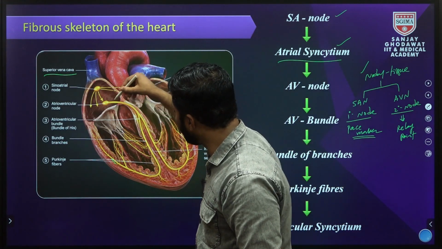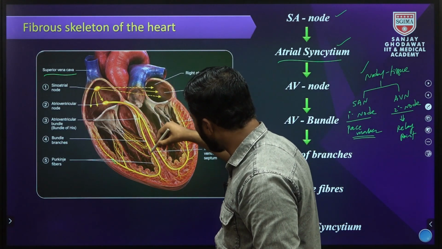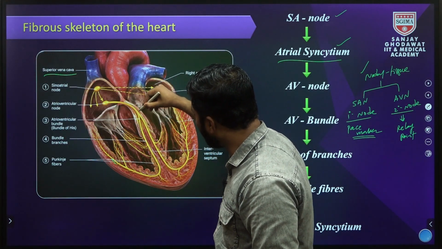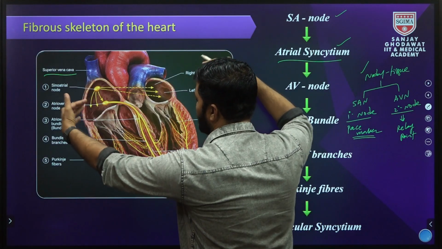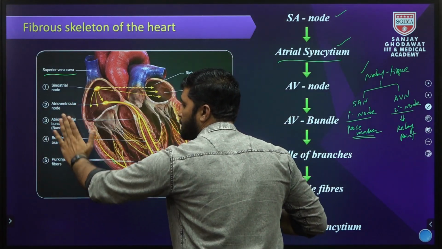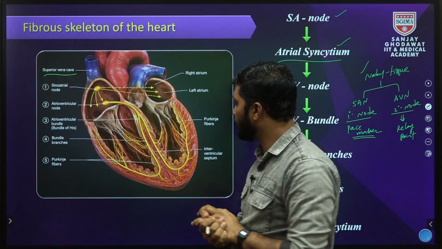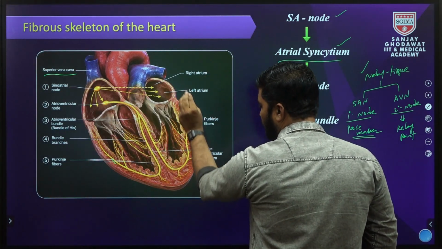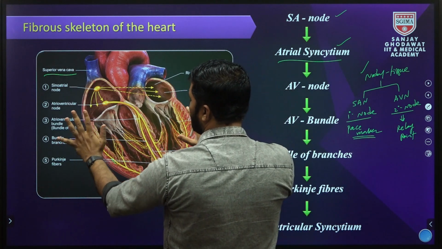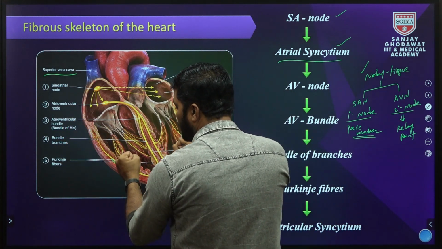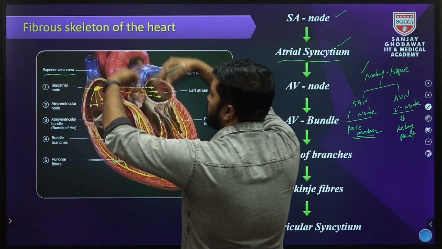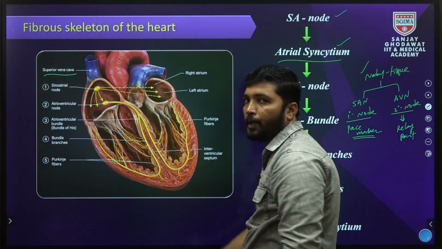And this is the bundle of His, branches and the Purkinje fibers. Finally, the action potential is carried forward to the ventricular musculature by this specialized structure. So finally, what happened? The action potential is carried forward to the ventricle. When the action potential reaches the ventricular musculature, the muscles of the ventricles get excited and contract, and the blood moves towards different directions.